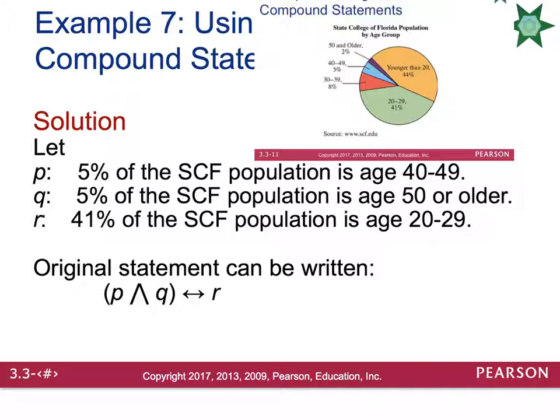Okay, so let's look at the truth values of those. First statement, P: 5% of the population is 40 to 49. If we go to 40 to 49, we have 5%, so P is true.